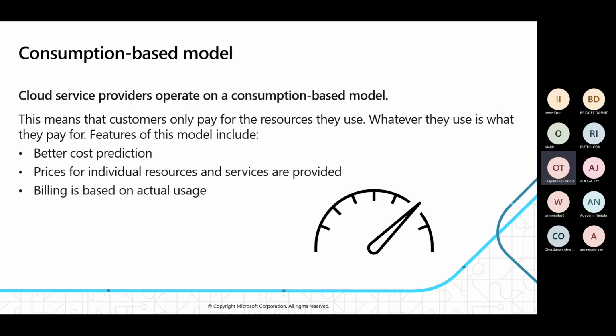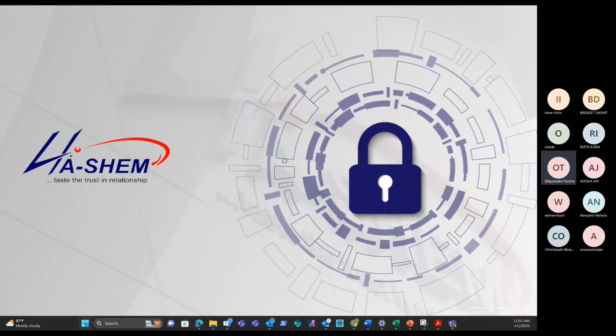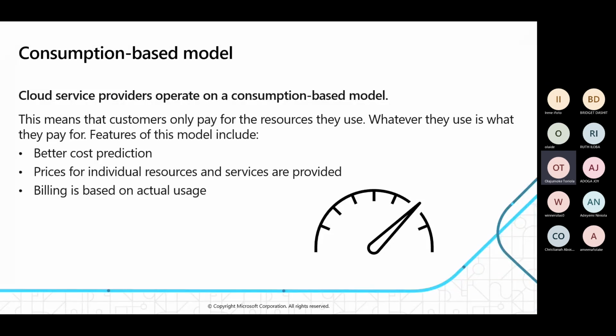Now, question again. Can anyone tell me the deployment model that is applicable when you're looking at security and compliance? What kind of deployment model will be applicable when your organization is concerned about security and compliance? What kind of deployment model?